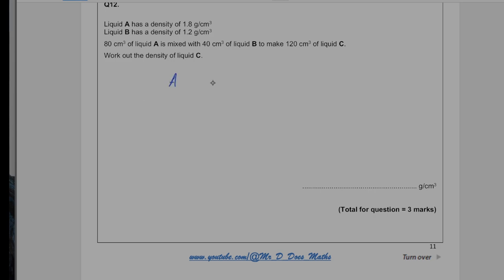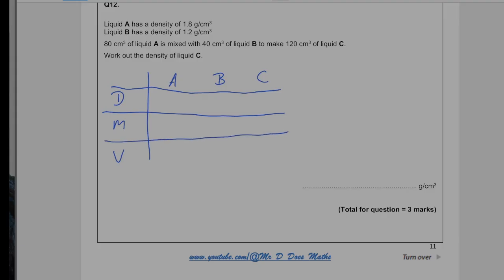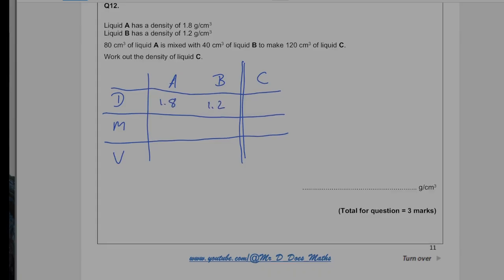So for any compound measures where we've got two parts, well, three parts really, I like to put them in a little table. So I'm going to go density, mass, volume. And our density can't just be found by adding the other two values together. We've got to do a bit of working because density won't work like that, because it's the compound measure. So the density of A is 1.8, the density of B is 1.2. The volume of A is 80, the volume of B is 40, and they have a combined volume of 120.